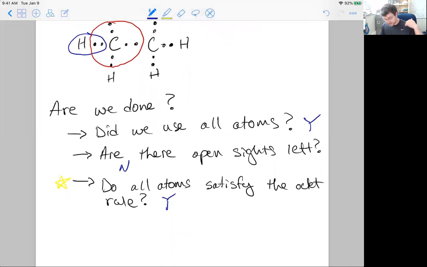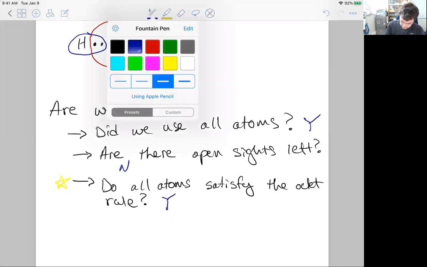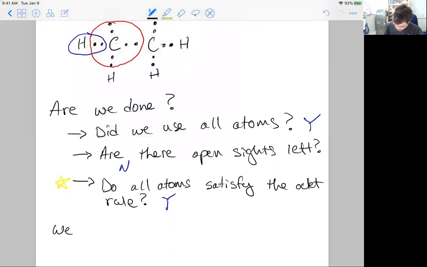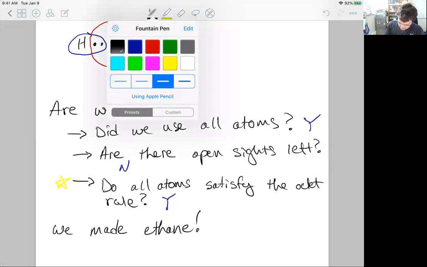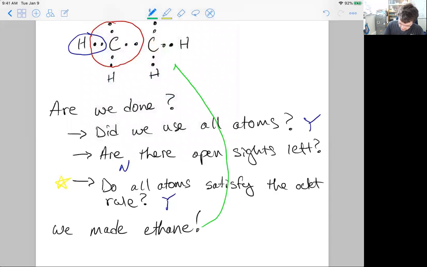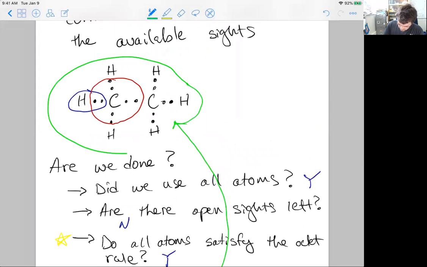So did we use all the atoms? Yes. Did we use all the open sites? Yes. That is to say, there are no open sites left. And do all atoms in our proposed molecule satisfy the octet rule? Yes. What we've done is we've built a molecule. We made ethane. Now, I won't redraw it, but ethane is this structure right here. So we made ethane.